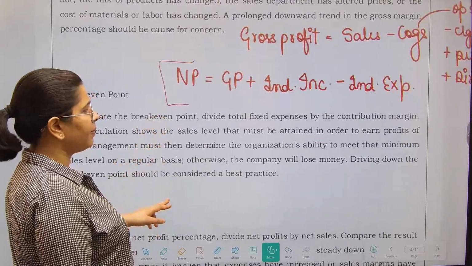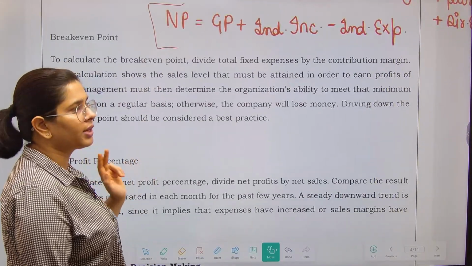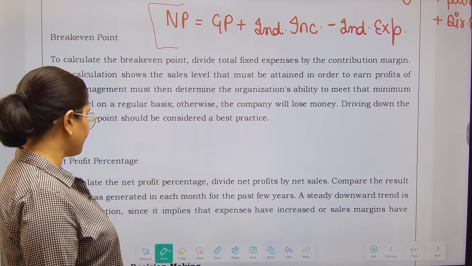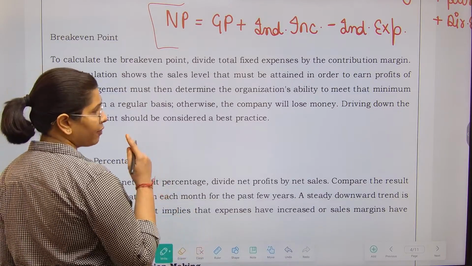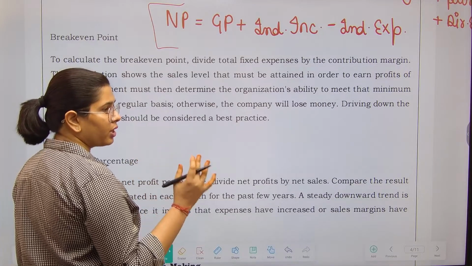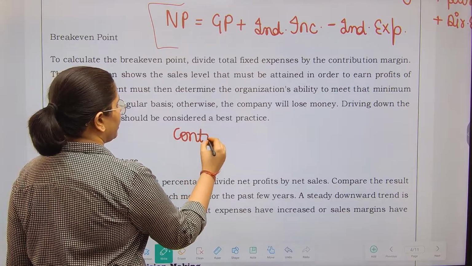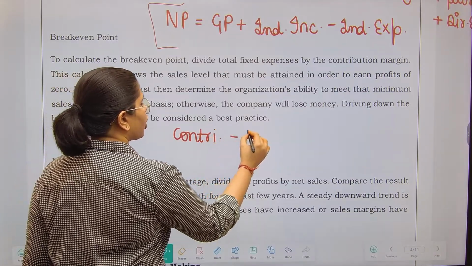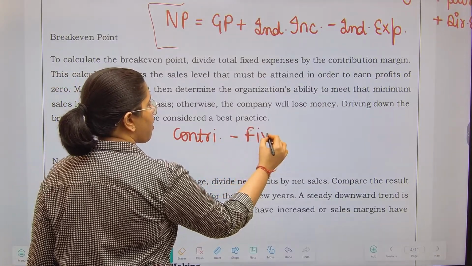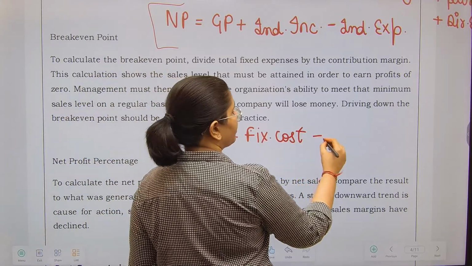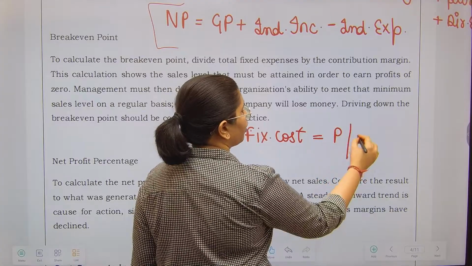Next is the break even point. I have already told you what a break even point is. Okay, again I am going to tell you. See, if a question comes, I have told you sales minus variable cost is contribution, and from contribution, if you remove fixed cost, then you will receive your profit or loss.